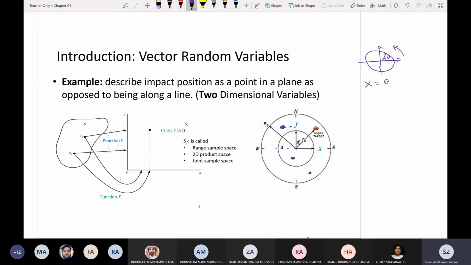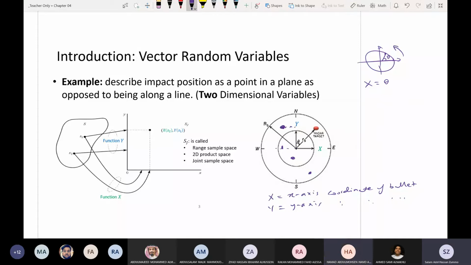So in this case, x can be the x-axis coordinate of the bullet, and y can be the y-axis coordinate of the bullet, right?